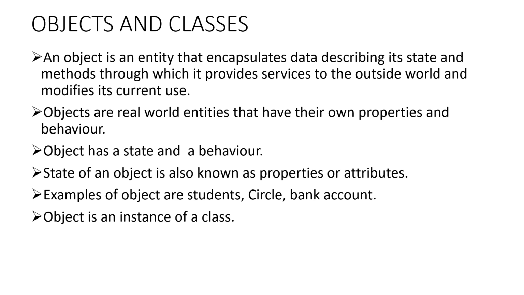An object is an entity that encapsulates data. It describes the state and the methods through which it provides service to the outside world. What do we mean by that? Objects are real-world entities. They are what we can actually see, what we can actually feel, and they are things that have their own properties and behavior. For instance, a human being can be an object. A car, like I told you earlier on, can be an object. A student can be an object.